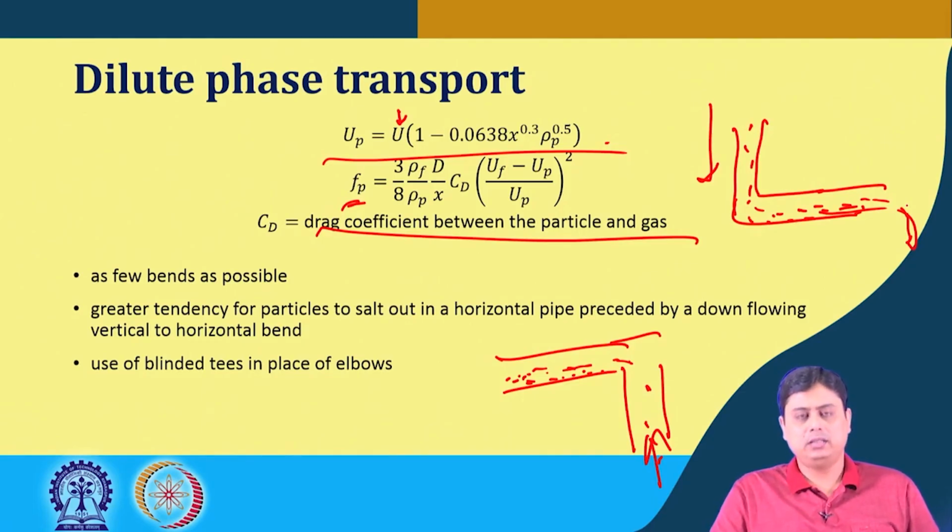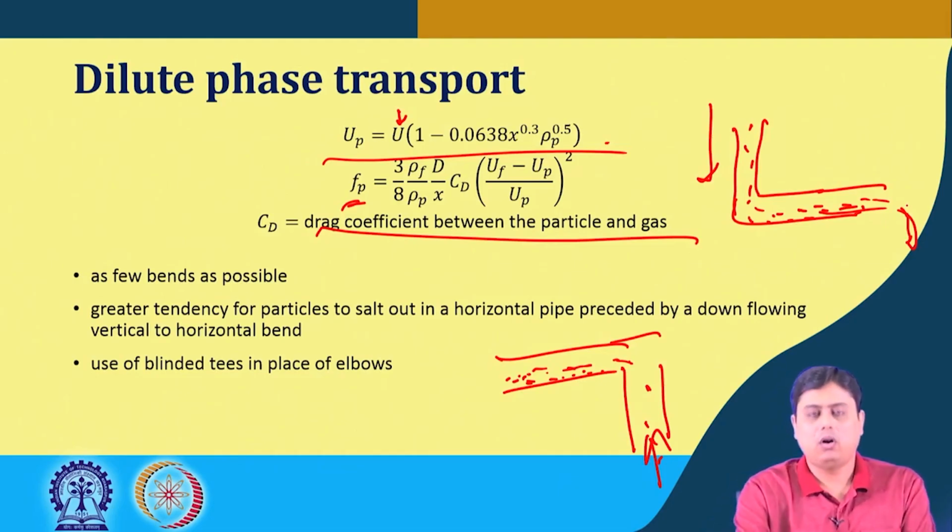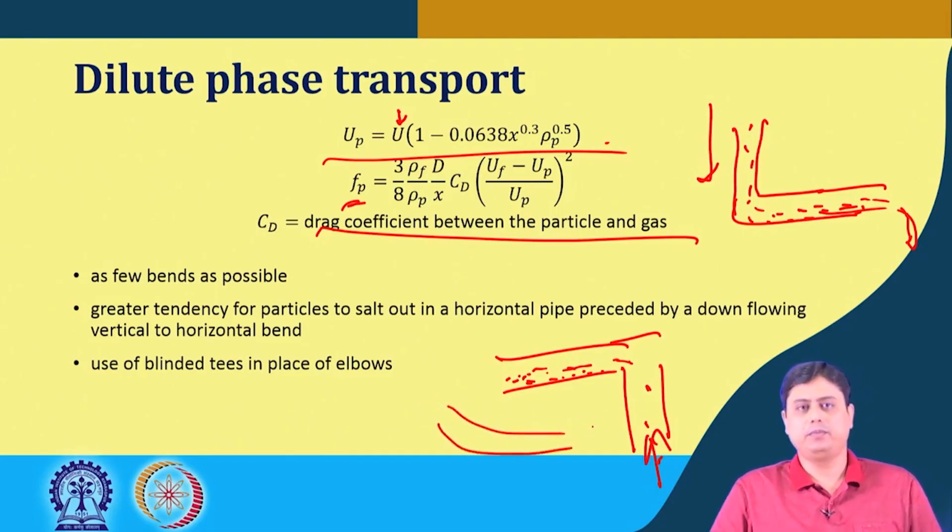Now, earlier it was thought that a gradual or slope-wise change in the bend would help in reducing the attrition or erosion of the pipeline, because the gas and the particles are flowing at a very high velocity. But it has been seen through thorough research that the use of blinded tees in place of elbows greatly increases the lifetime of a pipeline network.